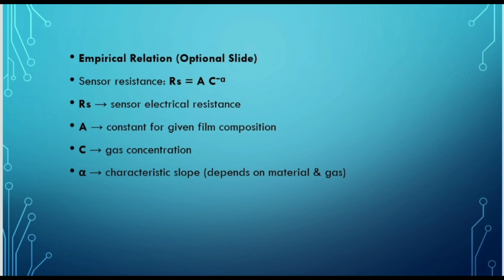The equation is Rs equals A into C to the power of minus alpha, where Rs is the sensor electrical resistance, A is a constant specific for a given film composition, C is the gas concentration, and alpha is the characteristic slope of a Rs curve for the material and the expected gas.